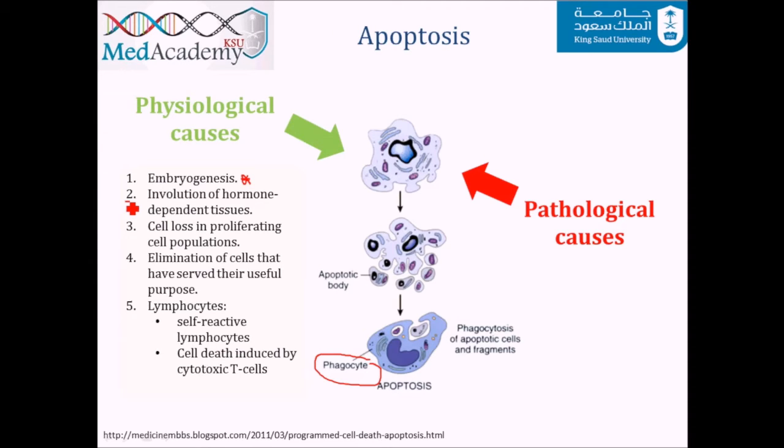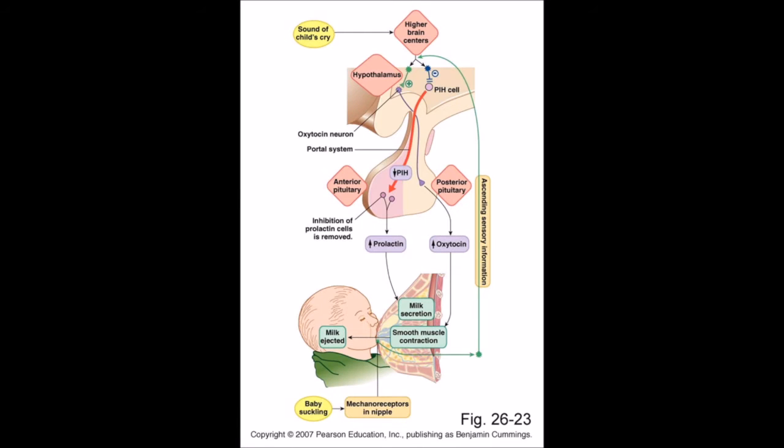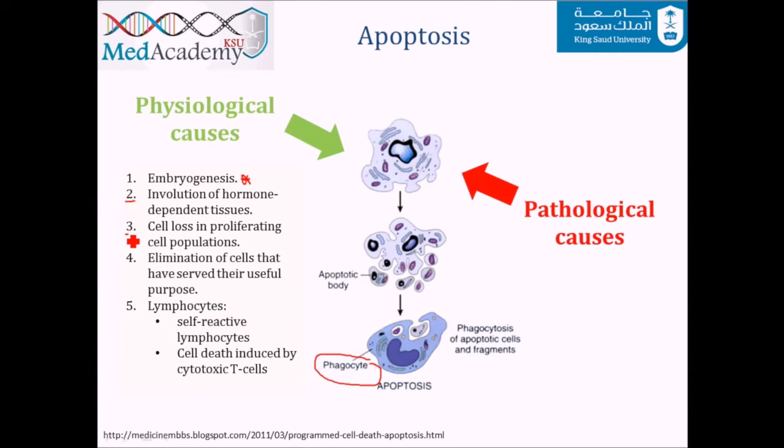Lactating means breastfeeding breast. So whenever the baby suckles, this suckling stimulates the release of certain hormones that would eventually affect the breast and give it its volume. And whenever the baby stops suckling for a while, these cells are going to undergo apoptosis because there is no hormone stimulation. Third, cell loss in proliferating cell populations, like in your intestinal epithelia. You need to have a constant number of epithelia in there, and because of the activity and the function of these cells, you need to replace them every now and then, and they're going to be replaced by apoptosis.